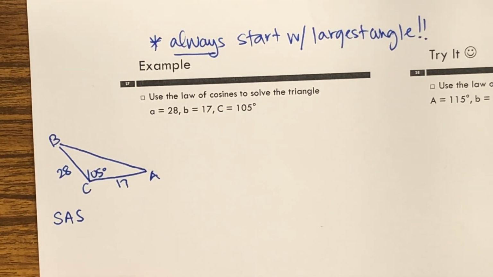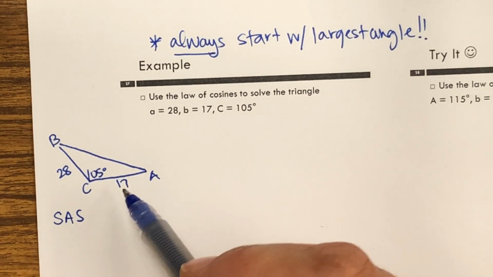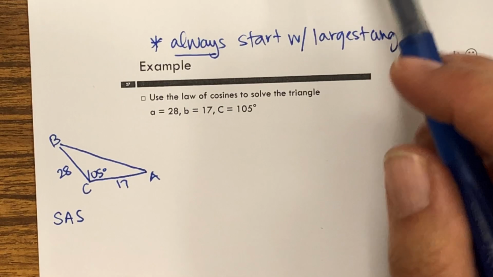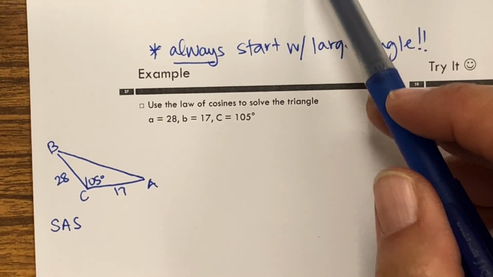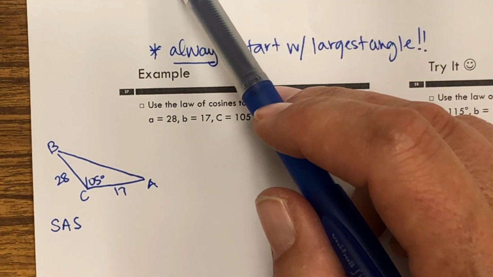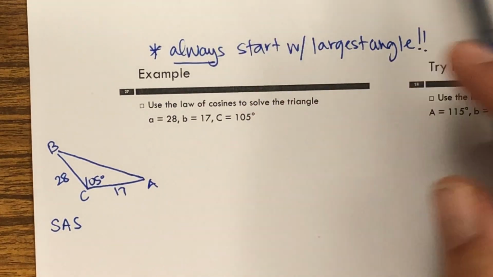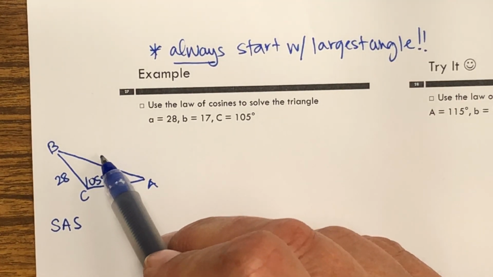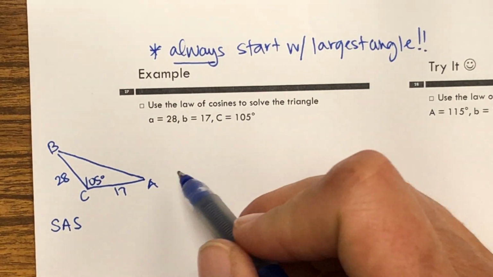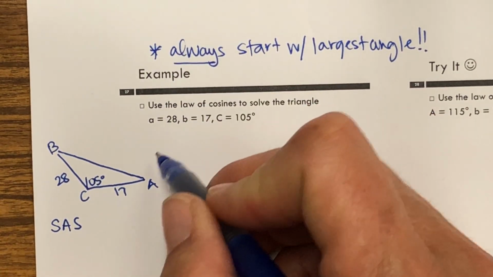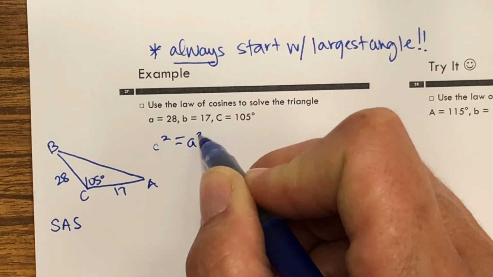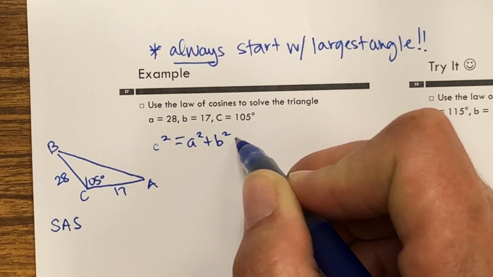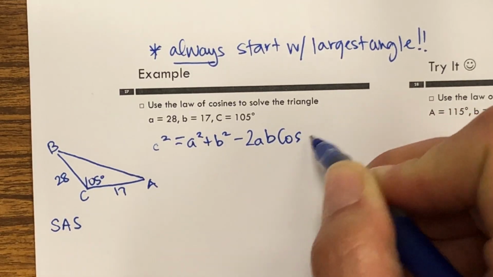Okay, so what I want to do is find, let's see, what do I want to find? I've got an angle. Do I want to find side C? Or do I want to find, I've got BC. Okay, so let's go ahead and find the side opposite the largest angle here. I've got enough info to do this. C squared equals A squared plus B squared minus 2AB cosine of angle C.